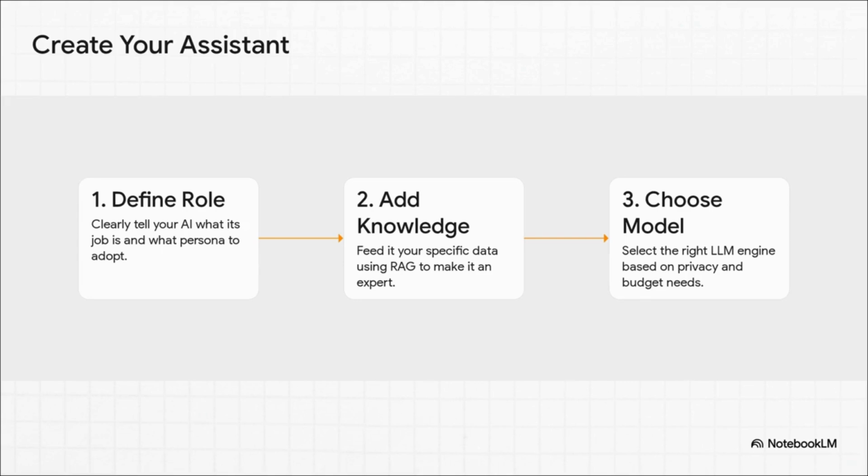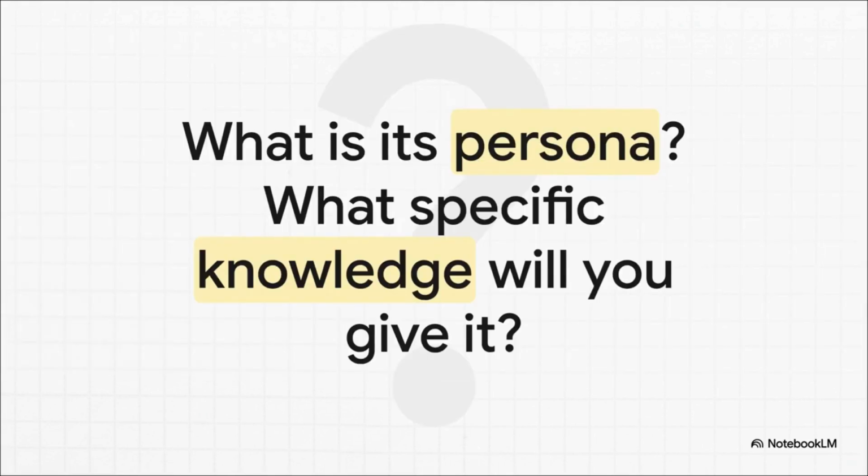Okay, time for a quick exercise for you. Right now, just think about your business. What's one repetitive task that you would love to automate? Just quickly, maybe even jot it down, an idea for an AI assistant. What would its persona be? And what's the number one document you would give it to make it an instant expert?